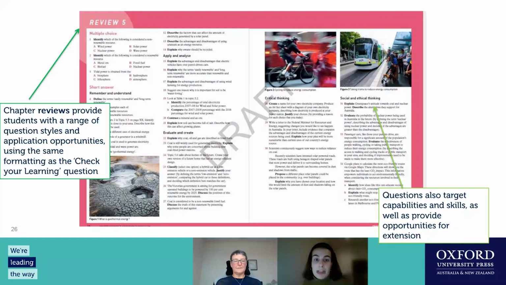Chapter reviews provide students with a range of question styles and application opportunities. The VCAA keywords are again bolded throughout to support student understanding, and questions also target capabilities and skills, as well as provide opportunities for extension.